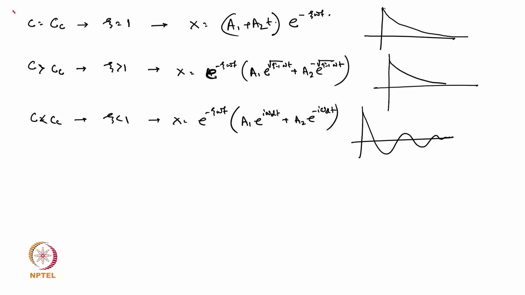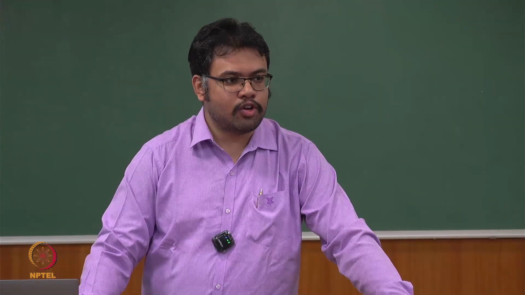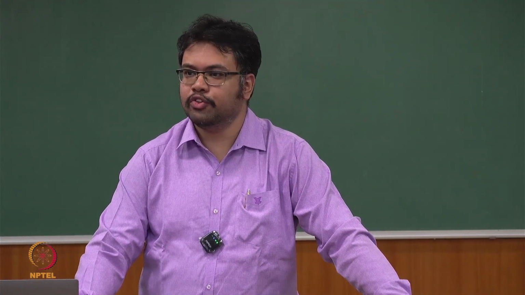So there are two or three things we can quickly check. One is omega, that will be root over of k by m. One is omega d, that will be root over of 1 minus xi square into omega, and xi is c by cc, where cc equal to 2m omega. Any doubt up to this stage? We have seen more or less how all the solutions should look.